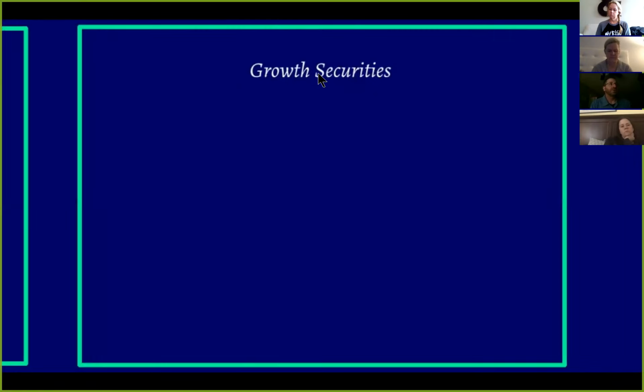Let's see here. Growth securities. These are your mutual funds. These are going to be your general mutual funds, where you're buying a diversified portfolio in and of itself. Okay, because all a mutual fund is, is a conglomeration of stocks and bonds all lumped together by one advisor or team of advisors that have looked at it and said, our goal is X. That goal might be income, it might be growth, it might be speculative, it could be any number of things.